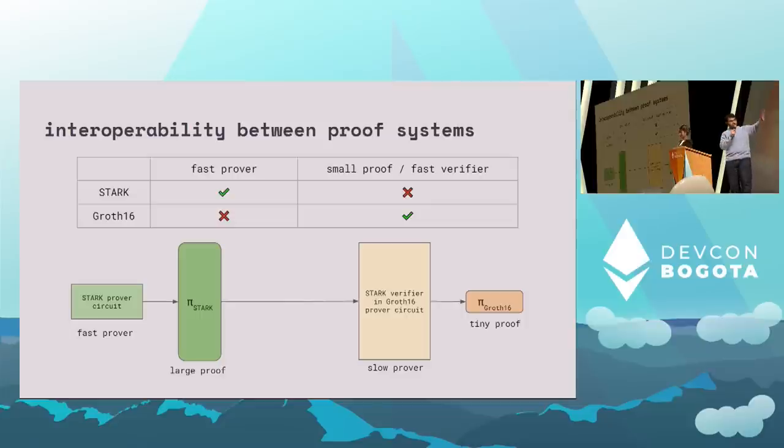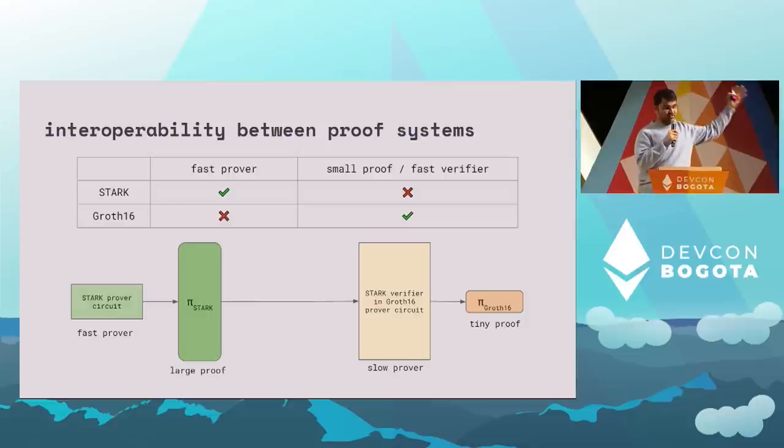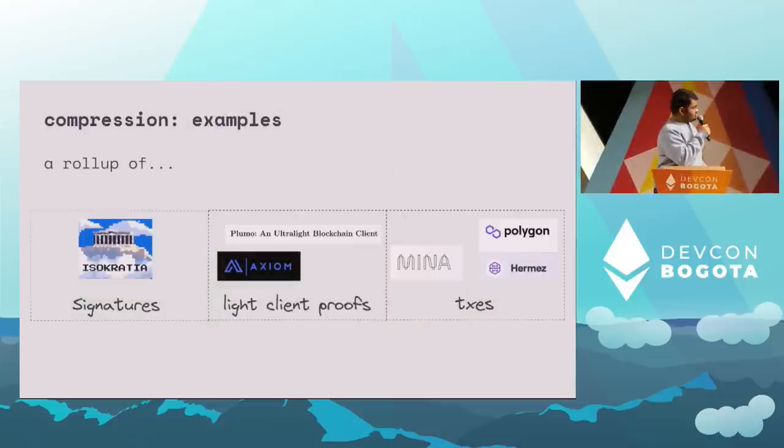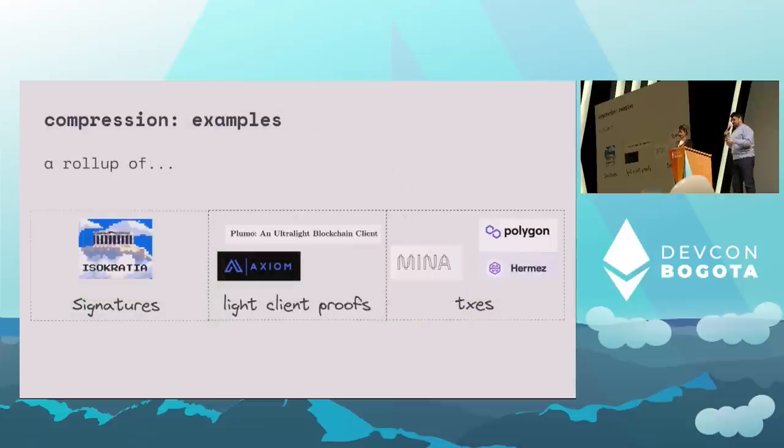A concrete instantiation of this interoperability is the setting with Starks and Groth16. In particular, Groth16 is very cheap to verify, whereas Starks are very easy to prove. So if you verify a Stark proof inside of a Groth16 SNARK, you end up with a proof of the original statement with a fast prover as well as a fast verifier. Generally, compression has this property that is very mechanical, and usually you're rolling up some giant list of computation or items of knowledge incrementally into a single proof.